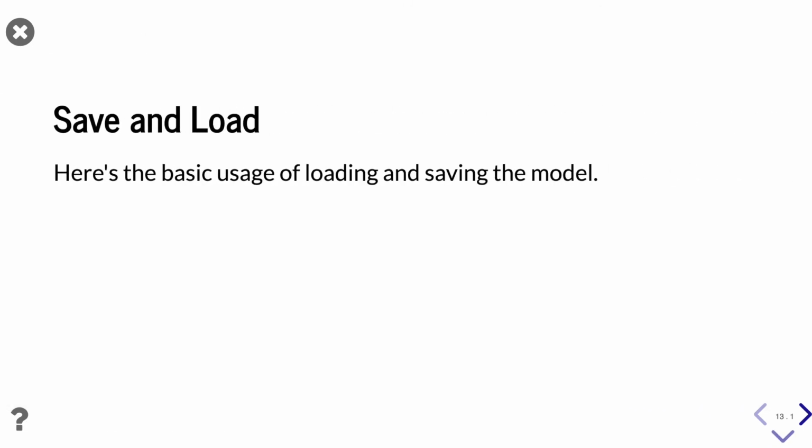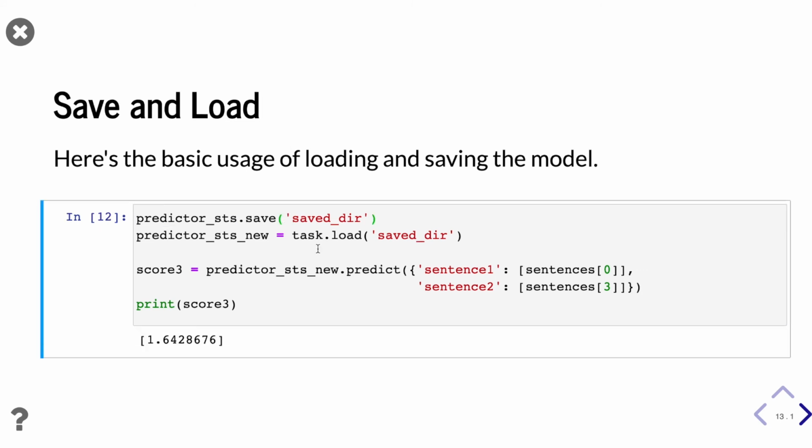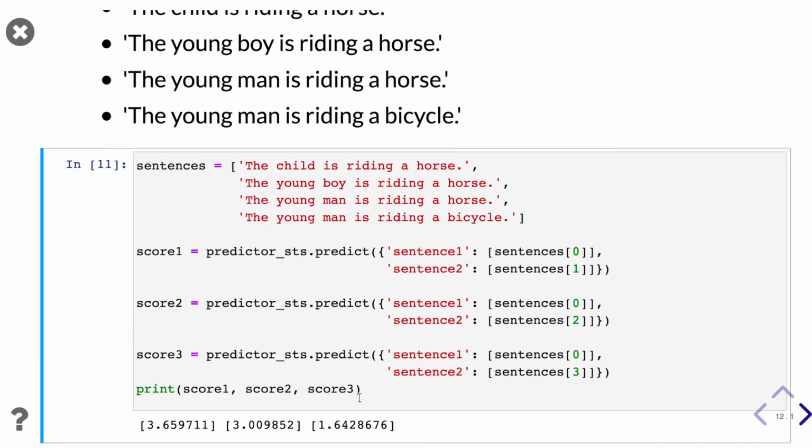Let me briefly explain the very basic usage of saving and loading a model. We can directly call predictor.save and specify the directory, and then we use task.load to load the predictor from this save directory. After that, we can still call predictor_sts.predict, and we can find that it has the same score as our previous predictor.